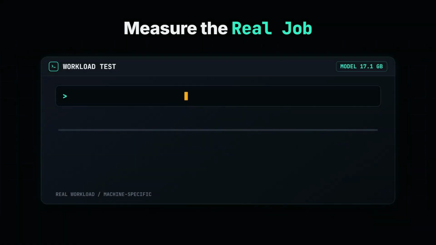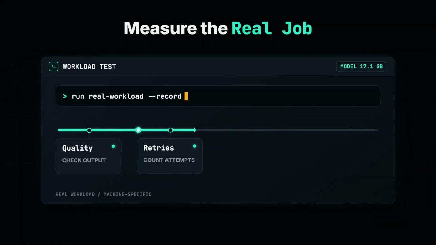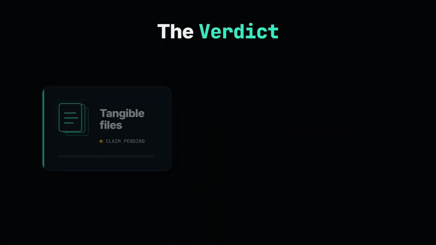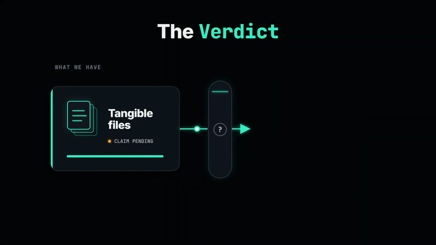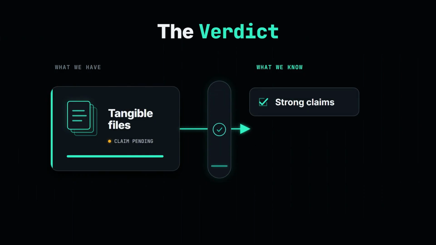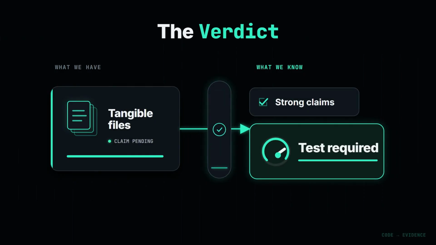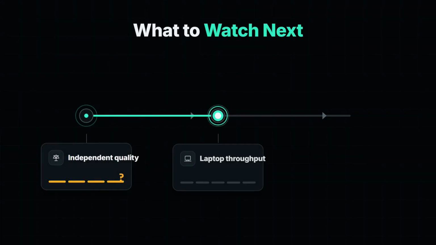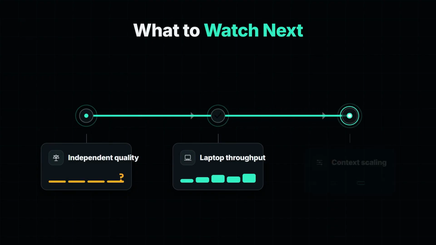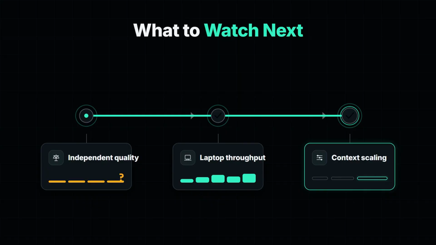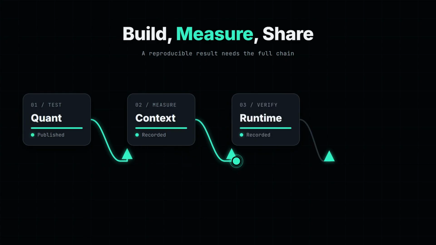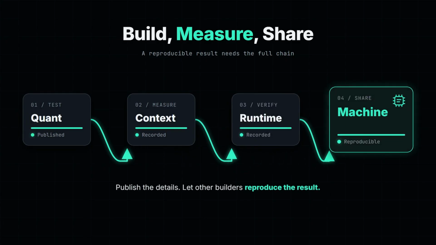Run your real workload and record completion quality, retries, delay, and memory. Published benchmarks cannot answer those machine-specific questions. The model makes advanced local coding and vision experiments tangible, but frontier on a laptop remains a hypothesis your measurements must test. Watch for independent quality comparisons and laptop speed tests across context lengths. Those results will decide whether the promise is practical. If you test it, publish the quantization, context, runtime, and machine. Those details let other builders reproduce your result.